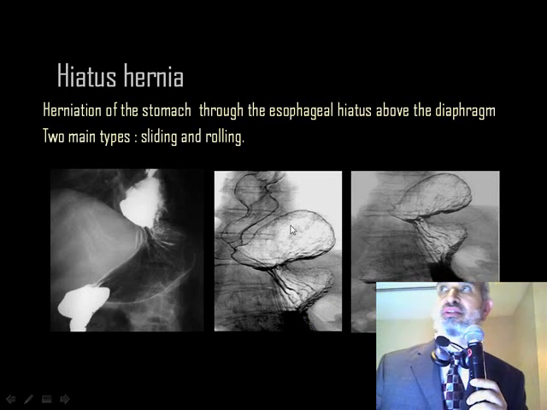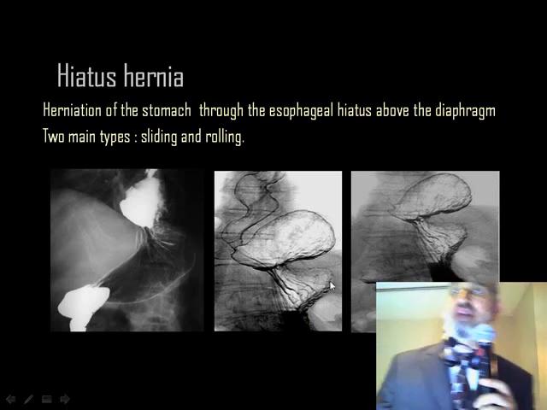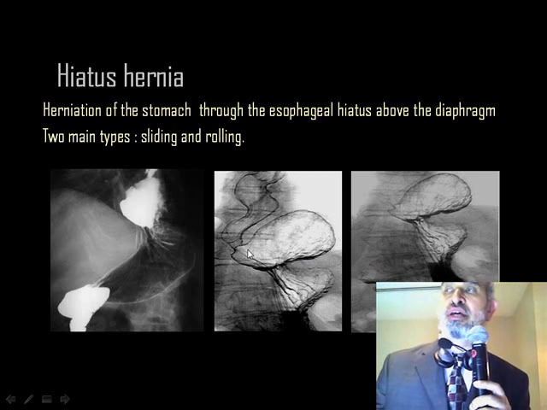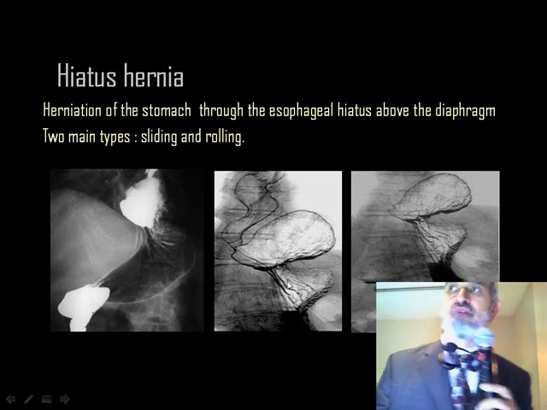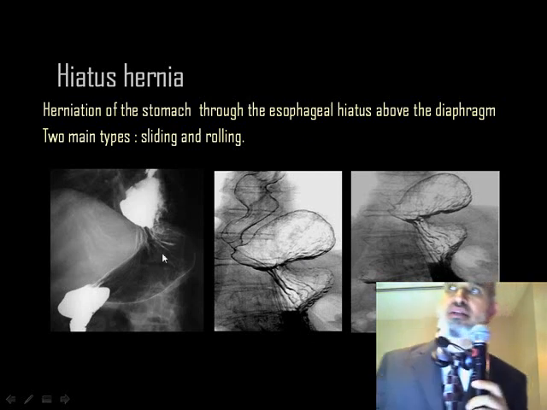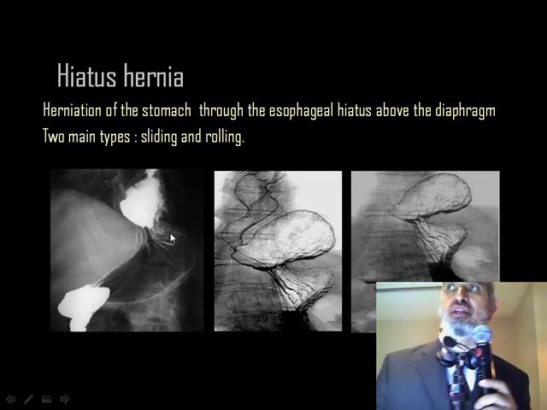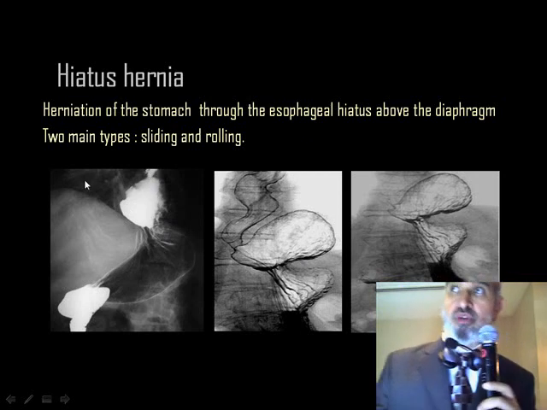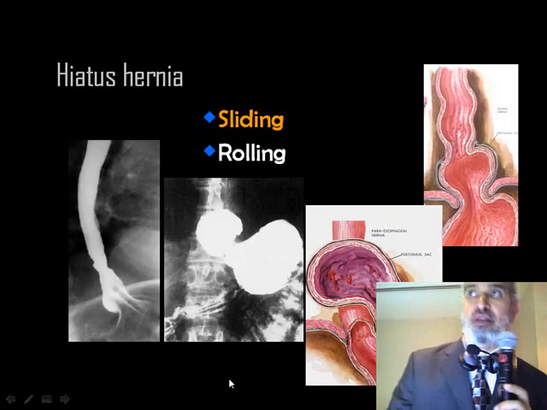And you see here, this is an example of a hiatal hernia, a large hiatal hernia. You see here the fundus of the stomach and the gastroesophageal junction, all above the diaphragm. And this is another example of a hiatal hernia. This is the gastroesophageal junction, and you see both are above the diaphragmatic crura.